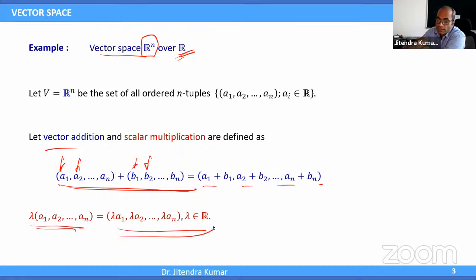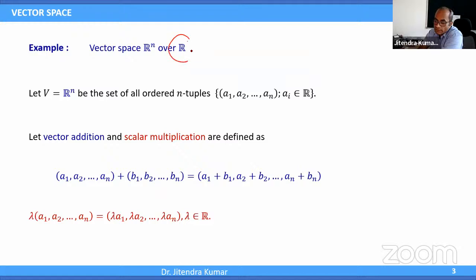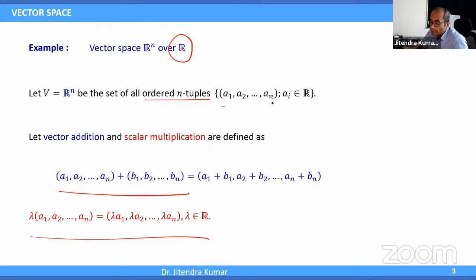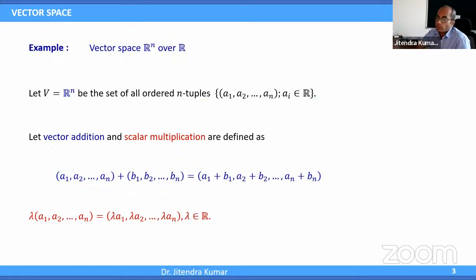So what we are considering here is Rn over R, with this vector addition and this scalar multiplication. In that case, this set Rn, which is the set of all ordered n-tuples, is a vector space. One can check that all the properties stated on the previous slide are satisfied in this particular case.